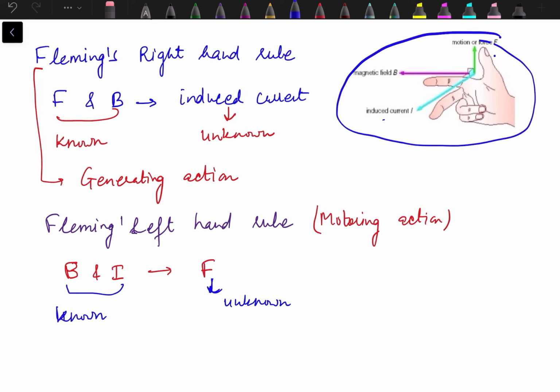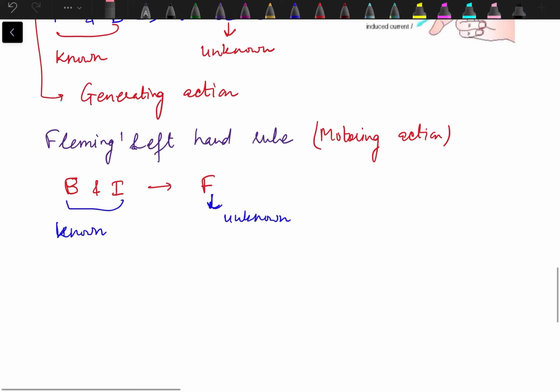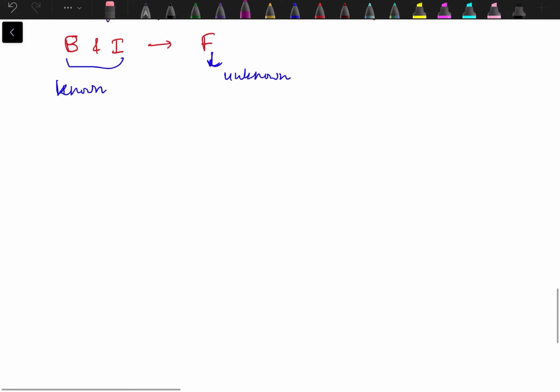So this is how we can represent Fleming's rule pictorially. Thumb is giving us the direction of force, index finger gives us the direction of magnetic field, and the middle finger gives the direction of current or induced current. So left hand rule is applicable to motoring action while the right hand rule is applicable to generating action. So we must know these two rules. Now let's discuss the principle of generator.